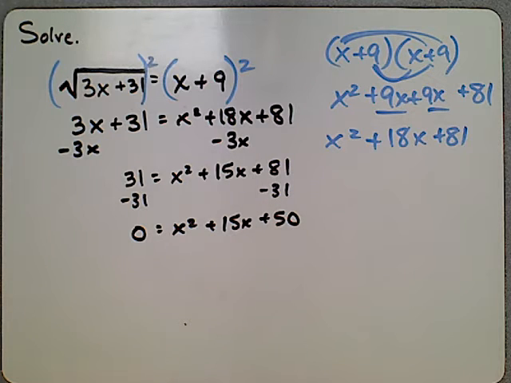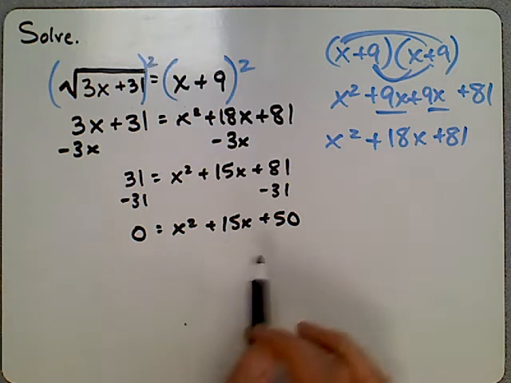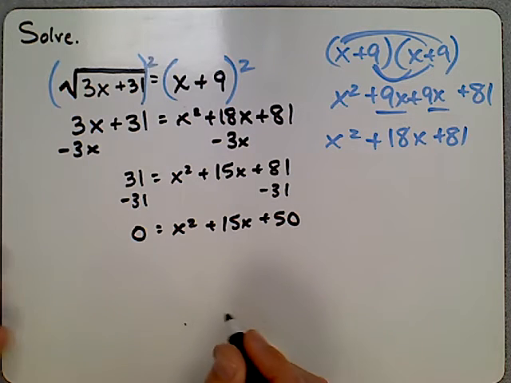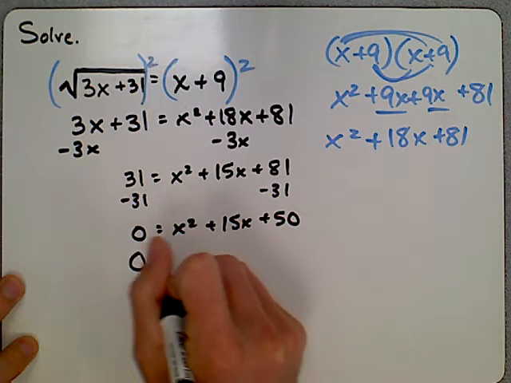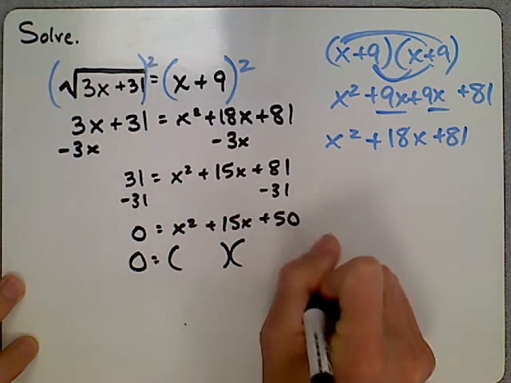You may recall from a previous chapter, we were doing the zero product property. We would get the 0 by itself and factor the right side. We're going to do the same thing here. We're going to leave this 0 over here. We're going to look to factor this side here.